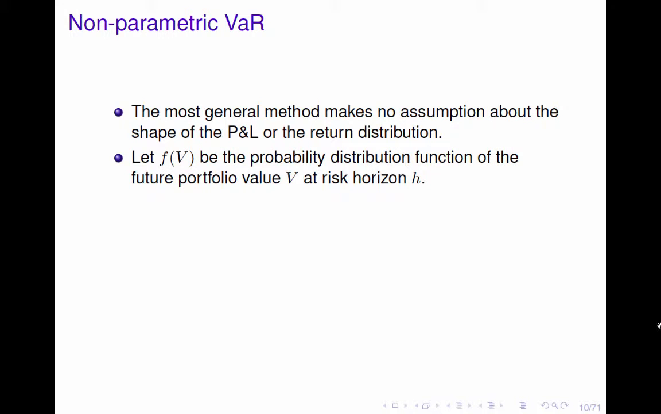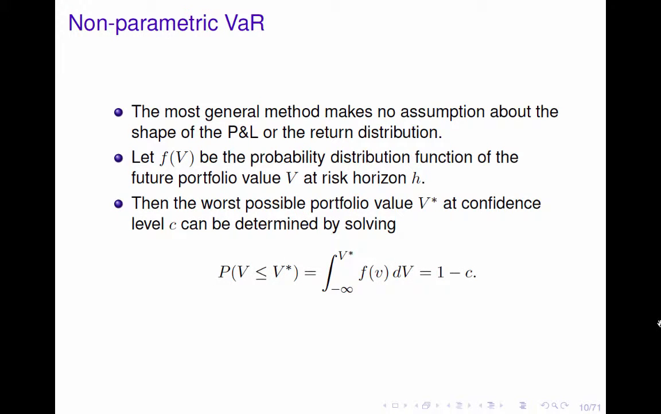Let FV be the probability distribution function of the future portfolio value V at risk horizon H. Then, the worst possible portfolio value V star at confidence level C can be determined by solving the probability of V less than or equal to V star is equal to 1 minus C, where this probability can be calculated by integrating the probability distribution function F from negative infinity to V star.